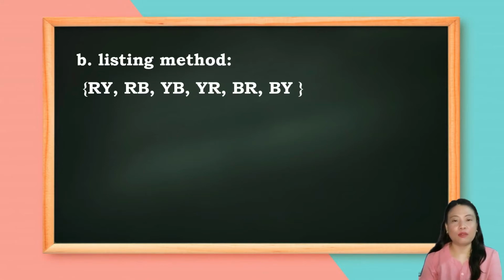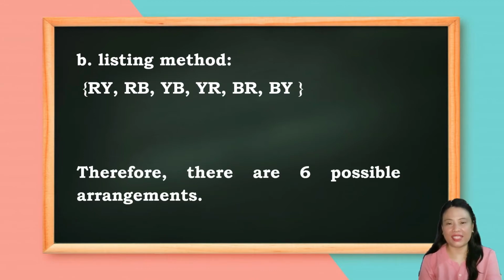This time, let's try the listing method. Writing all the elements of our set, we will have RY, RB, YB, YR, BR, and BY. Can you count how many elements are there in the set? Correct. There are 6 possible arrangements. Very good.